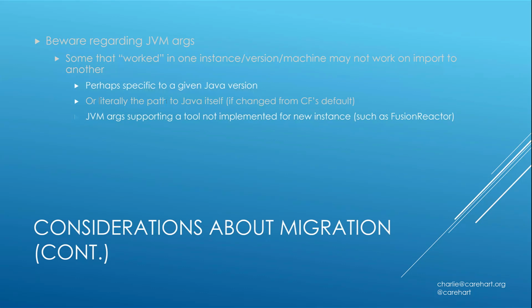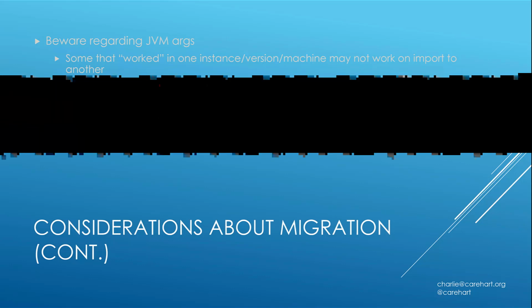And then finally, there may also be JVM args supporting a tool that you haven't implemented on the new instance. So you might have had Fusion Reactor implemented on one instance, and it's got Fusion Reactor JVM arguments in there pointing to that instance. Now you bring those into the new instance, and you haven't yet implemented Fusion Reactor in that instance. And the folder may not be there.